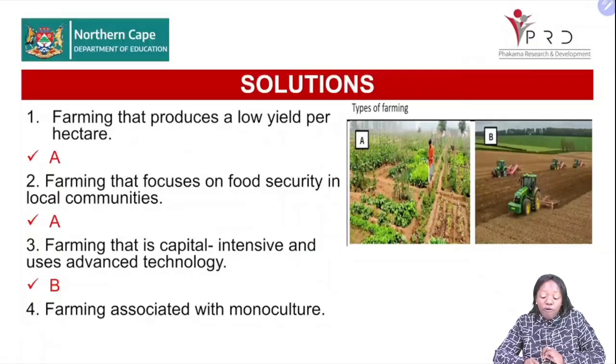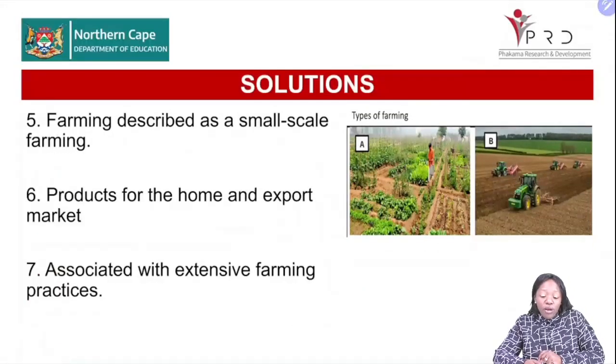Then number 4, farming associated with monoculture. Remember monoculture, we are saying this is a type of farming where it is only focusing on one product. So mono means one, so hence it is B. Then we're looking at number 5, farming described as small scale farming. So small scale farming is A: variety of crops, a small plot of land, and everything is done manually.